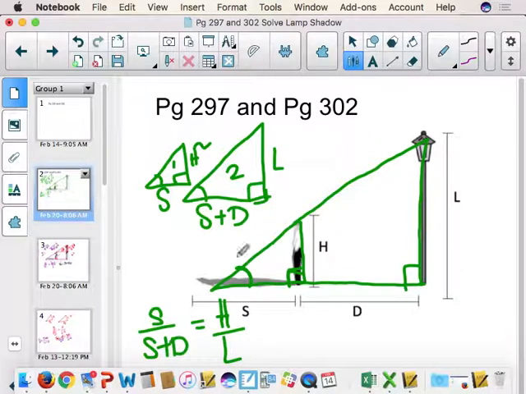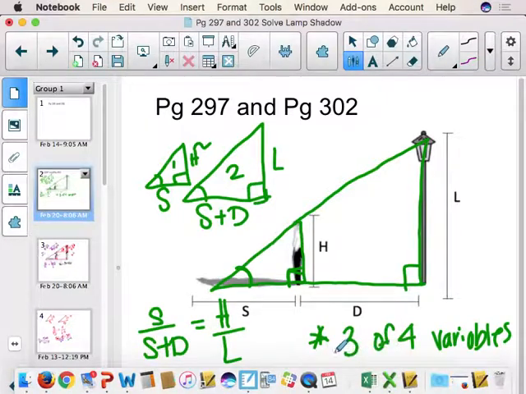So that is what page 297 is asking us to do: consider the shadow model, find similar triangles, and write how we could find the answer. If you want to write this down as a side note, with this given shadow model, we would need 3 of the 4 variables to solve for the missing one. And we looked at word problems like that today.